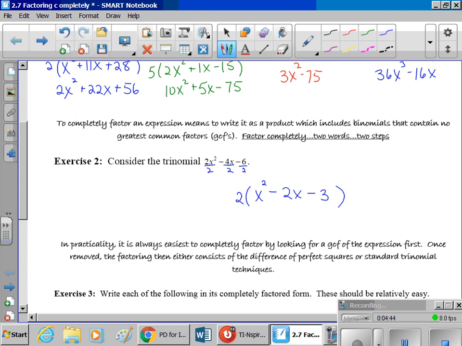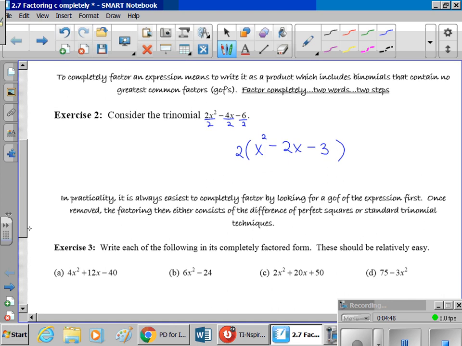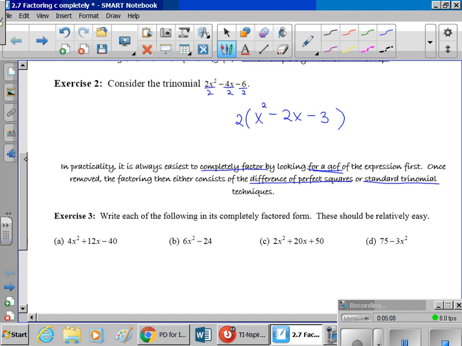Okay, so in practicality, it is always easiest to completely factor by looking for the GCF first of the expression, and then once removed, factoring then either consists of the difference of perfect squares or a standard trinomial. So let's move on to exercise 3.